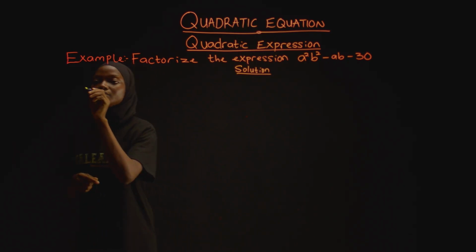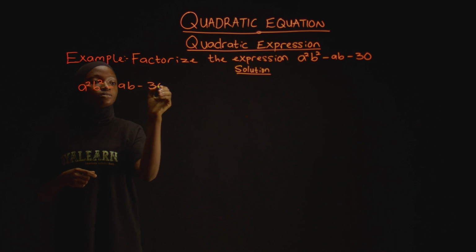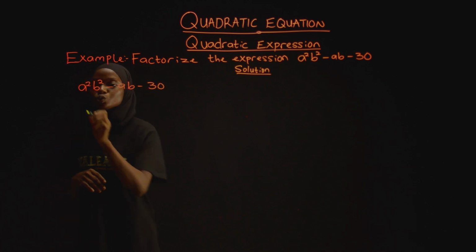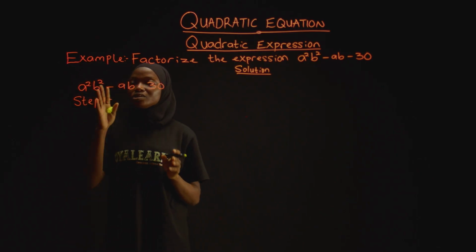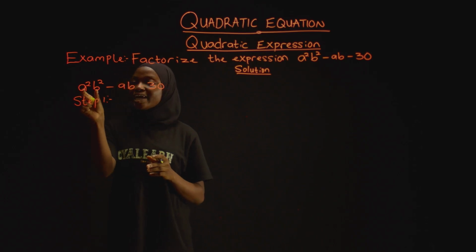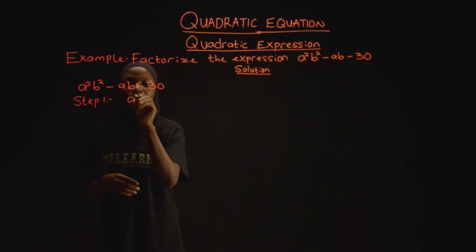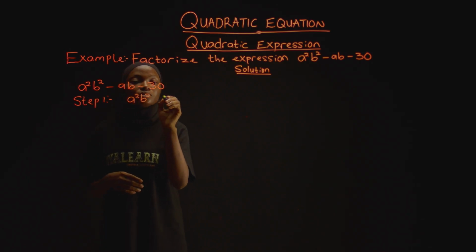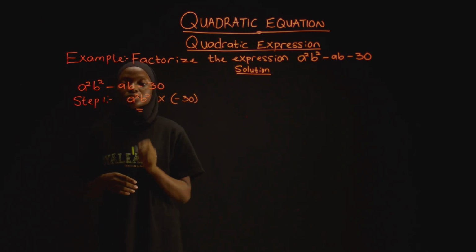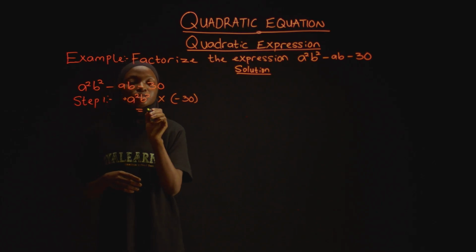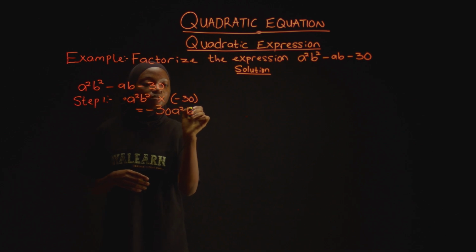So let's rewrite that. We have a squared b squared minus ab minus 30. Now, following the steps required, the first step is to find the product of the first term and the last term. For this expression, the first term is a squared b squared, and the last term is minus 30. So let's find the product. We'll have a squared b squared multiplied by minus 30. That's going to give us minus 30 a squared b squared.